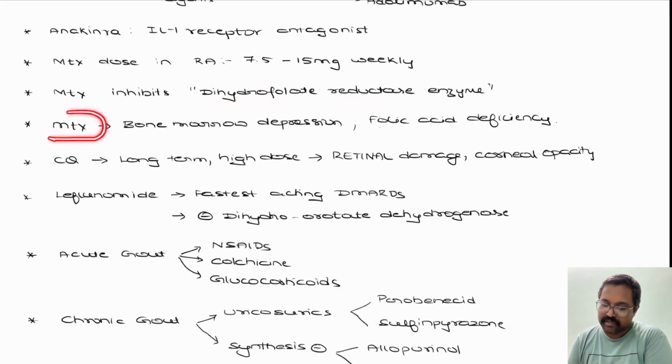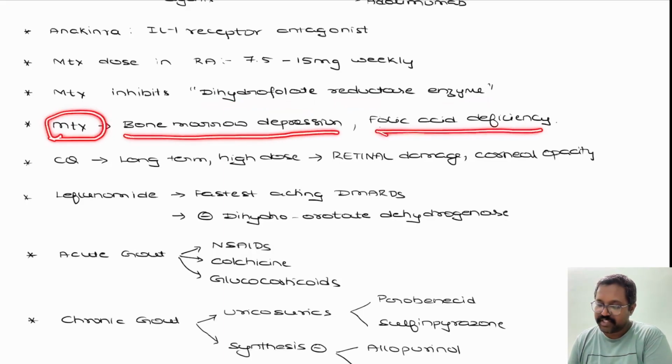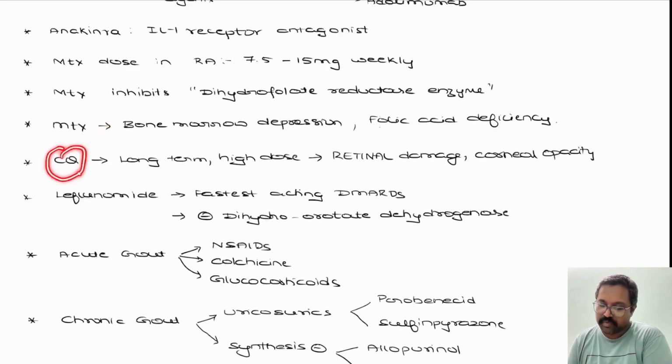The side effects of methotrexate: it can depress the bone marrow and it can lead to folic acid deficiency. That's why you need to supplement with folinic acid. We have chloroquine. Chloroquine is also used in rheumatoid arthritis treatment, but long-term and high-dose use leads to deposition of chloroquine in the retina, leading to retinal damage and corneal opacity.